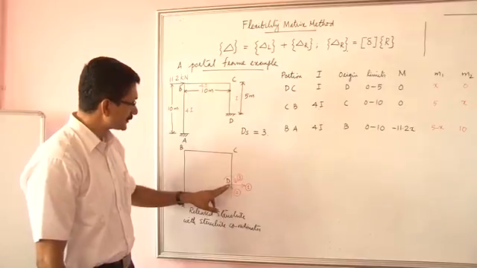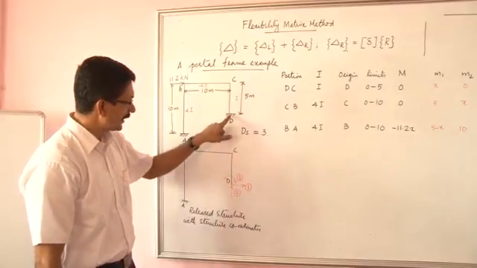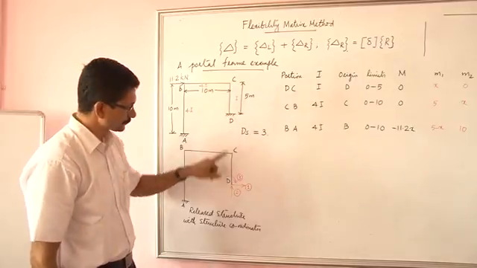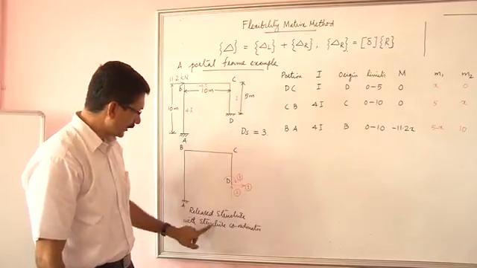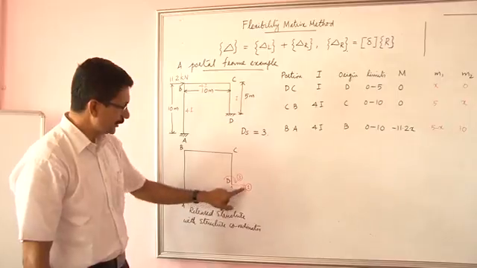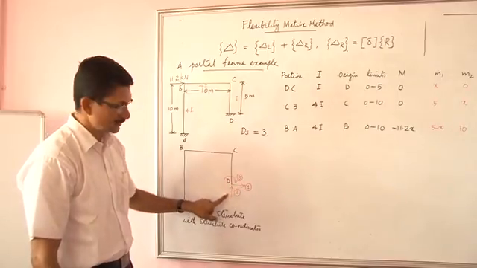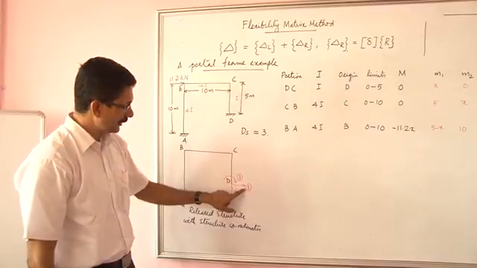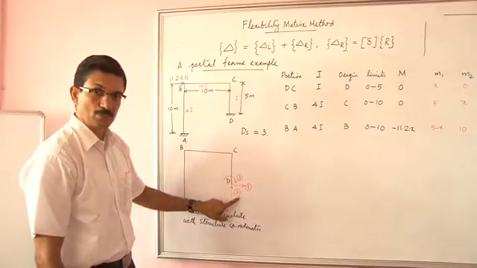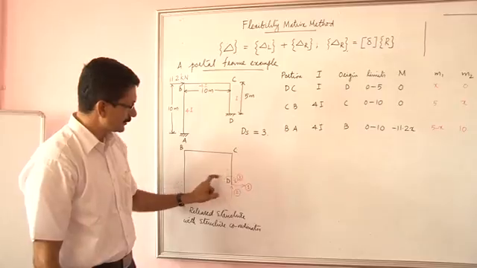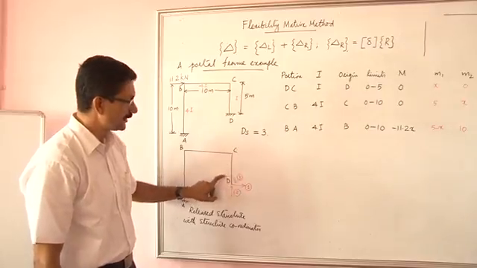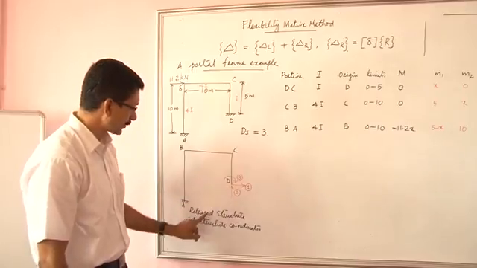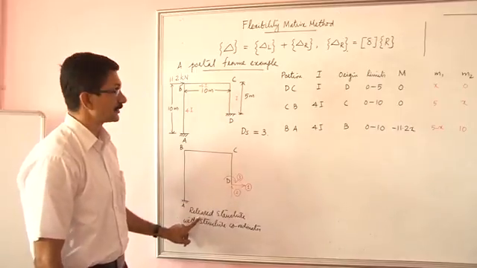The 3 forces, say the reactions at this support, are released or removed, and structure coordinates are assumed corresponding to each of these removed forces. So we have a horizontal coordinate 1, a vertical coordinate 2, and a moment coordinate 3. These 3 are the structure coordinates, drawn on a release structure.